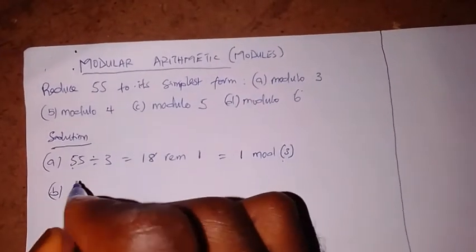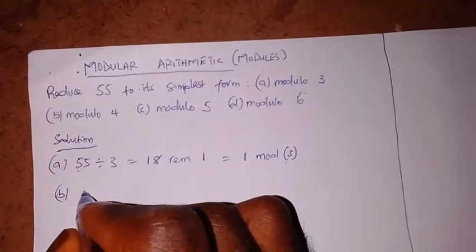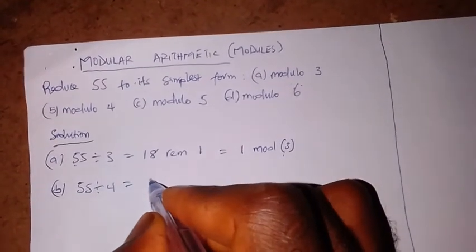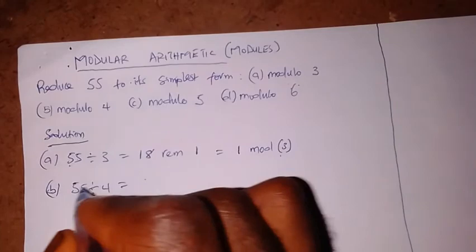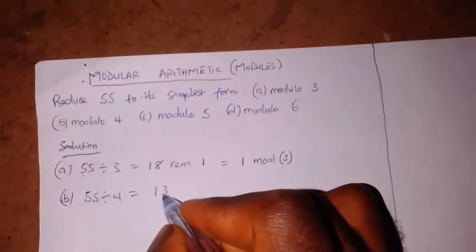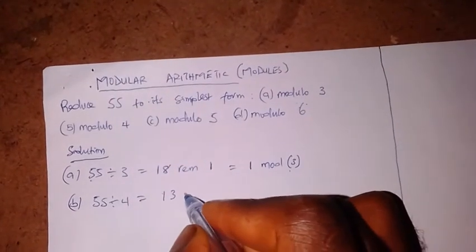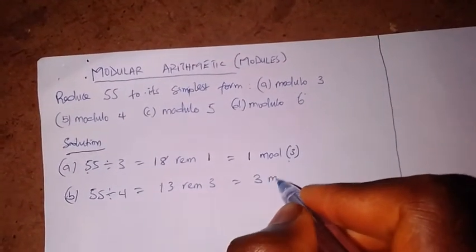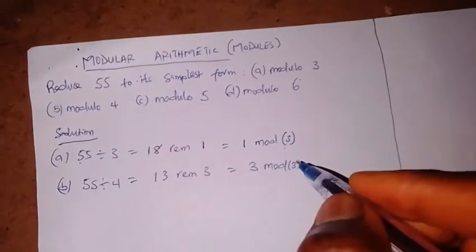Okay, so for the second question, we have modulo 4. 55 is still the same question, divided by 4. 4 in 5 there is 1, remainder 1. 4 in 15 is 3. So that's 13, remainder 3. Which gives us 3 modulo 4.